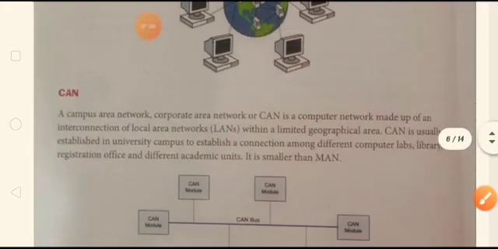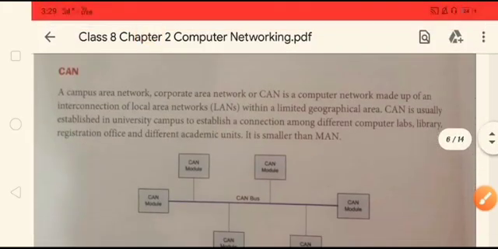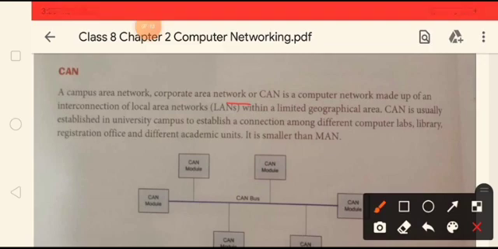Now next one is CAN. A campus area network, corporate area network, or CAN is a computer network made up of an interconnection of local area networks within a limited geographical area. CAN is usually established in a university campus to establish a connection among different computer labs, library, registration office, and different academic units. It is smaller than MAN. Okay. CAN ranges between LAN and MAN.